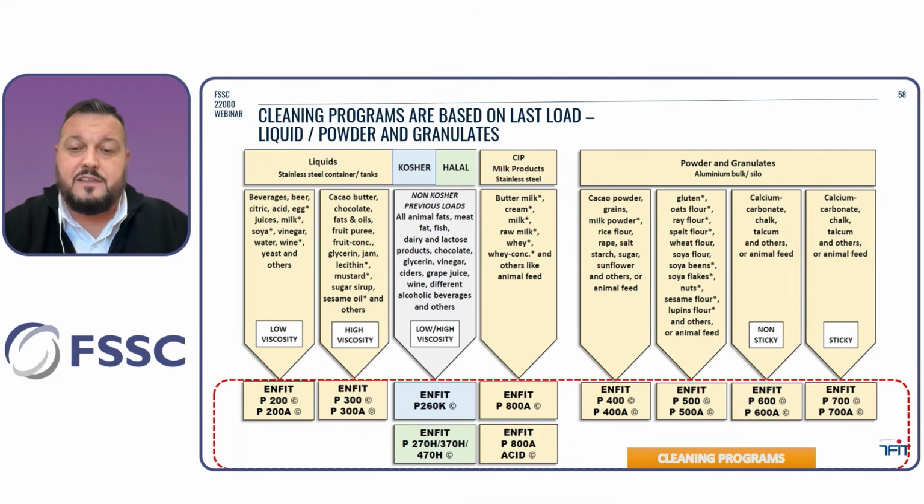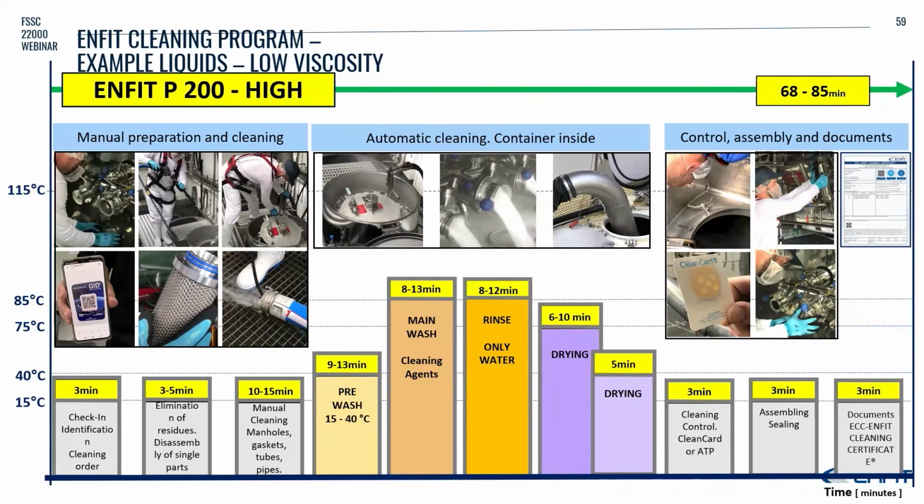They need to be defined, and this is why ENFIT defined the cleaning programs depending on what the previous load was. These cleaning programs are defined per steps, per time, and also per temperature. The idea in the background is that every time you are doing the cleaning, if you are transporting, for example, liquids with a low viscosity, you should use the ENFIT P200 high cleaning program. Or else you need to define your own programs and also require that they are validated, which means that every time the cleaning station needs to fulfill and wash with this cleaning program.